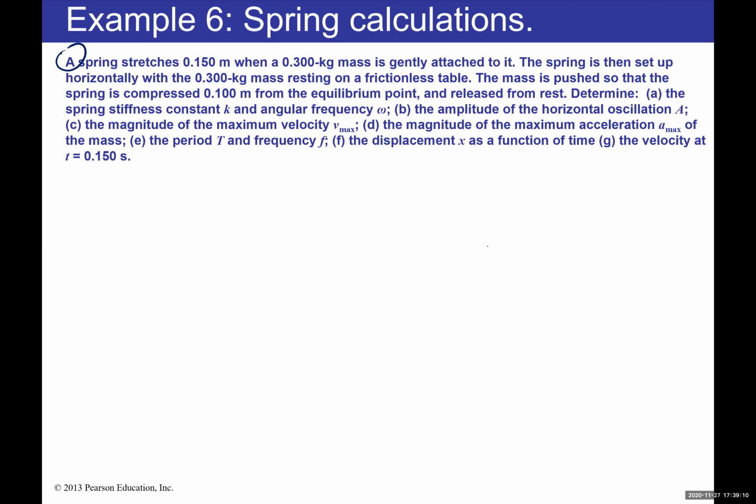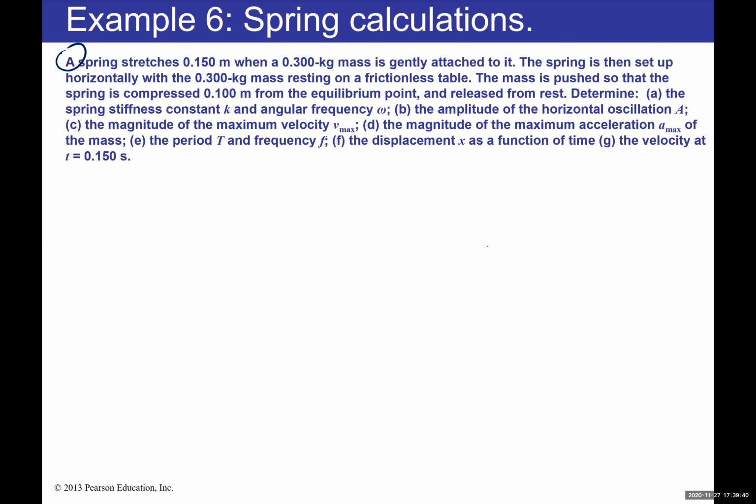The mass is pushed so that the spring is compressed to 0.1 meter from the equilibrium point and then released from rest. Then we are going to determine the spring stiffness constant k and angular frequency omega, the amplitude of the horizontal oscillation A, the magnitude of the maximum velocity, the magnitude of the maximum acceleration, the period, frequency, displacement x as a function of time, and the velocity at t equals 0.5 seconds. A lot of things to do.